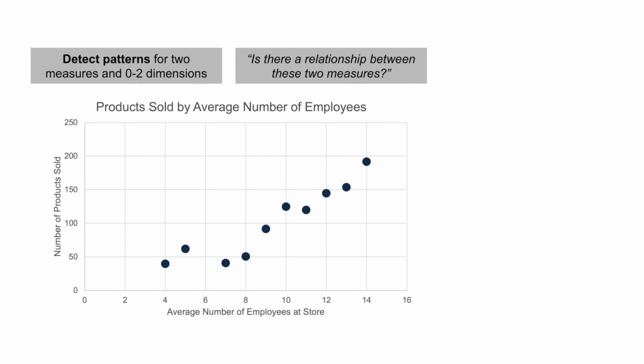Up to this point, our only measure has been the total sales. But what if we have two measurements that we want to compare against each other? Enter the scatter plot. Scatter plots are used to look at patterns in the relationship between two measures. Sometimes these relationships are linear, like we see here, or they might show clusters or outliers. In this example, we have the average number of employees working in a store compared to the total number of items sold by that store.